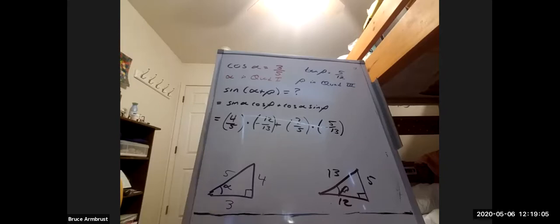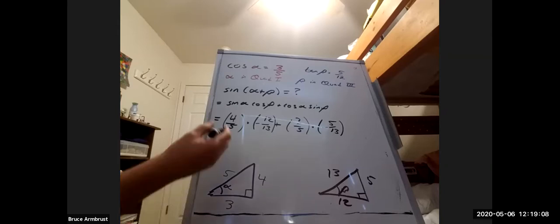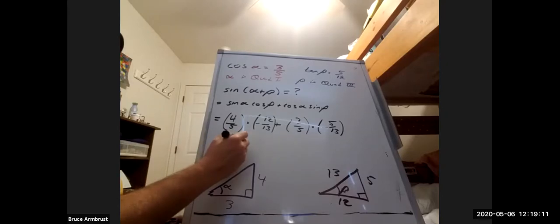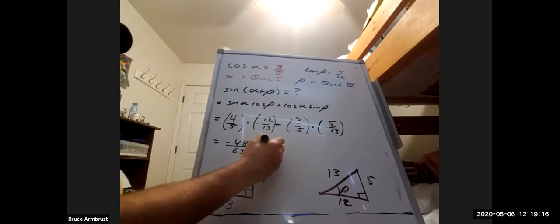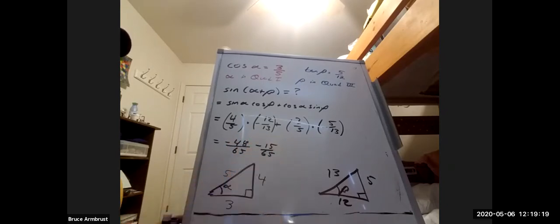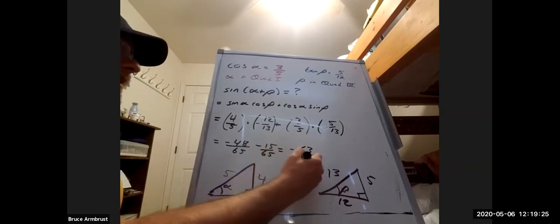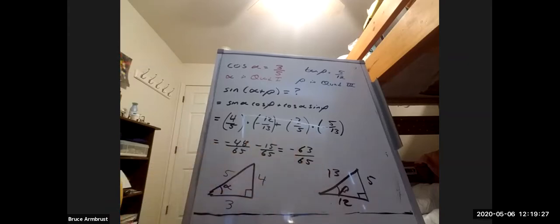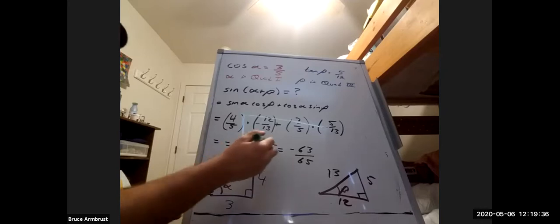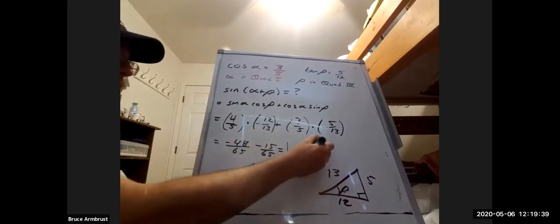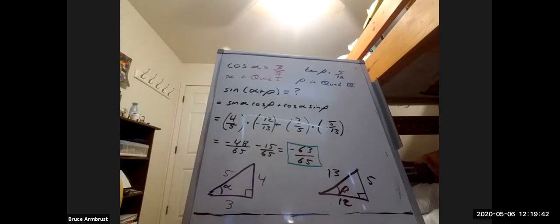Now we're good to go. If I multiply this stuff out, I'm going to get minus 48/65ths, and then minus 15/65ths, which when I put that all together gets me negative 63/65. So again, even though I have no idea what alpha plus beta is, I do know that when I add them together, the sine is minus 63/65ths.